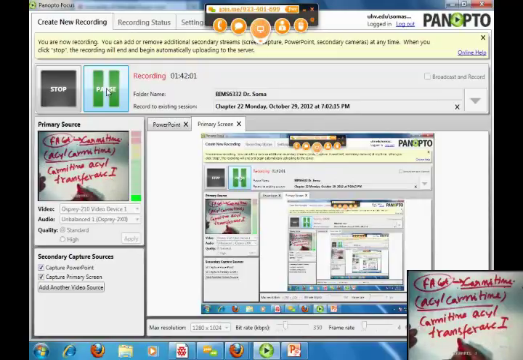Carnitine acyl transferase, or in another name carnitine palmitoyl transferase 1, CPT1. So we call it carnitine acyl transferase 1, or CAT1, I call it. Remember CAT1. And it is present outside the mitochondria, on the outer mitochondrial membrane.